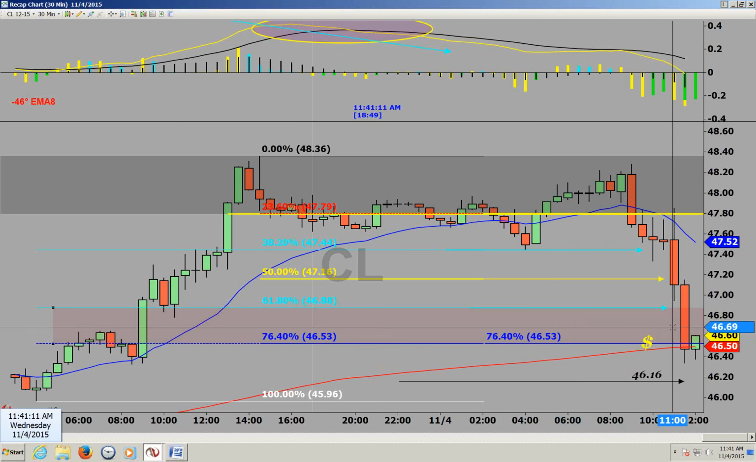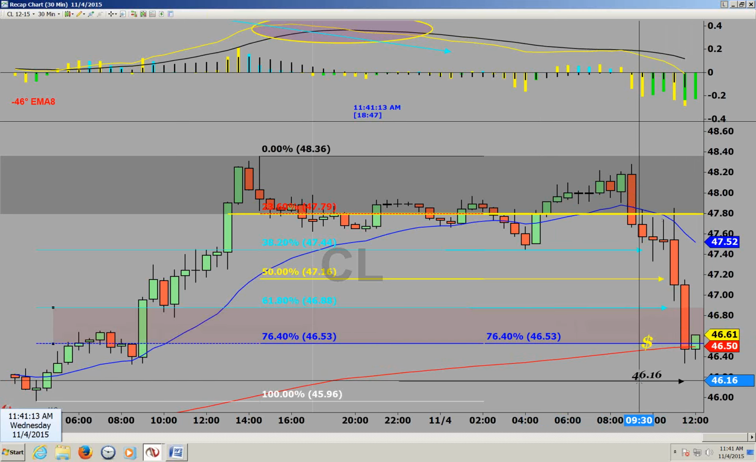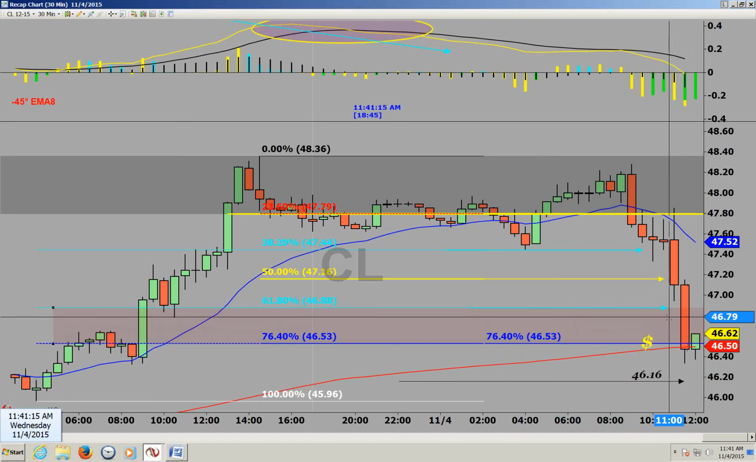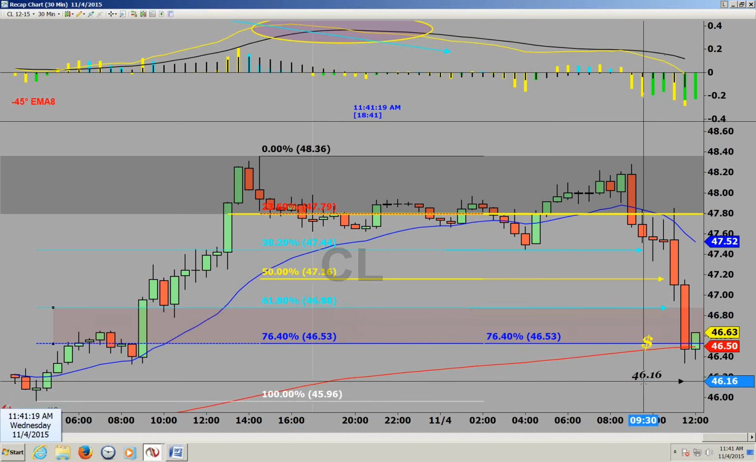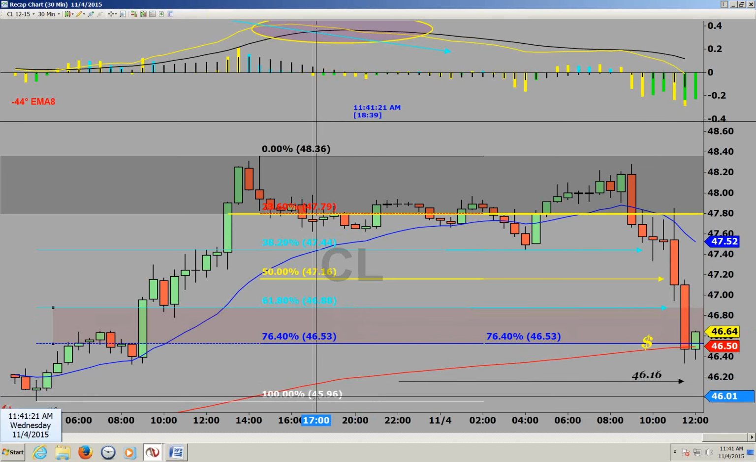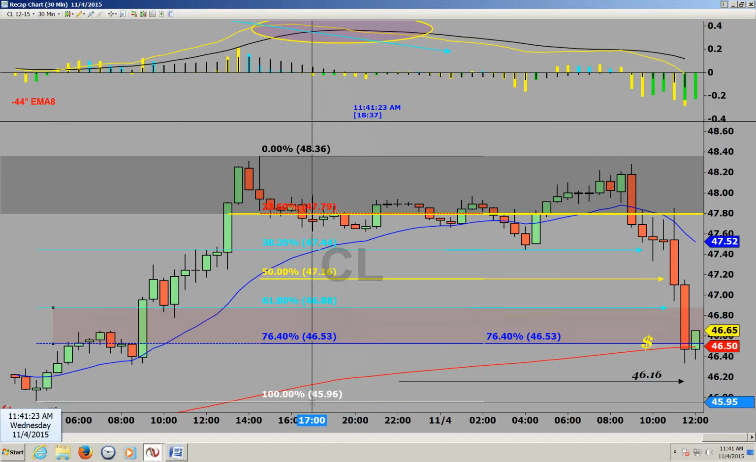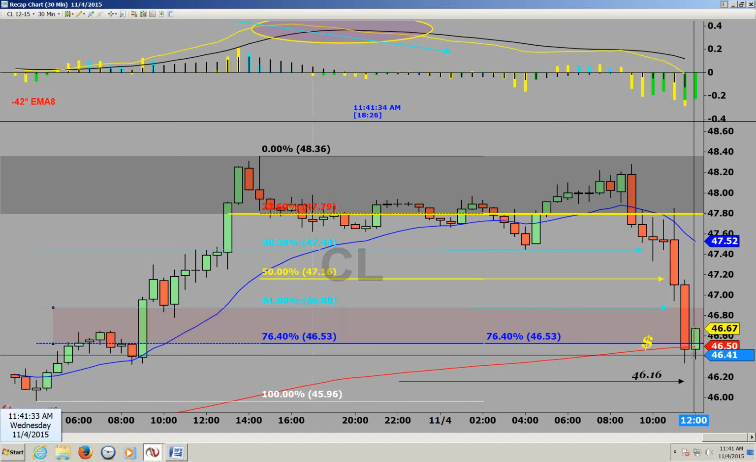At least lock in your profits. Your next target is 46.16. If you can weather the storm to the downside, we think the market will come close to here before it attempts to break the larger time frame down here at 45.96. So as we've said many times, it's not a straight line by any means. The pullback, don't give all the money back on the pullback.